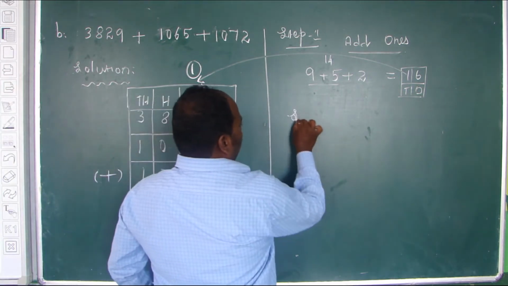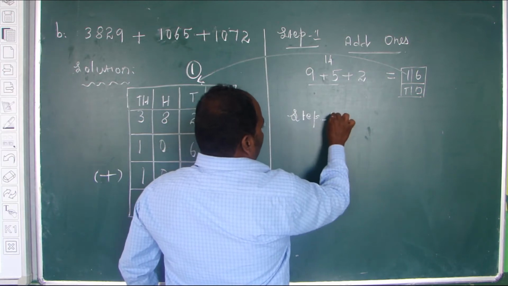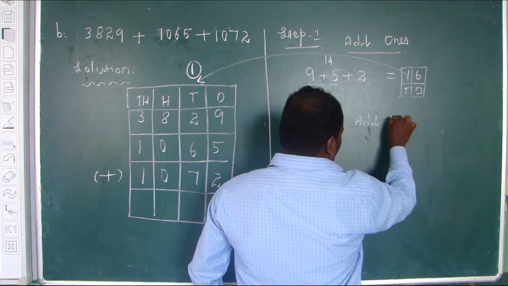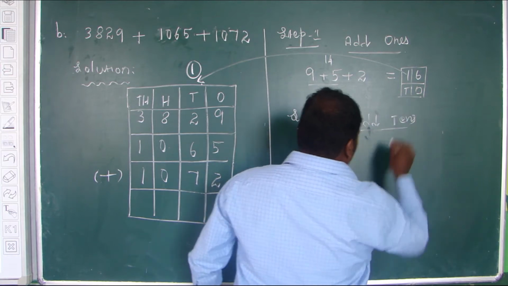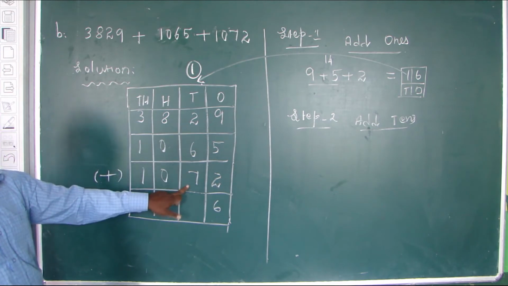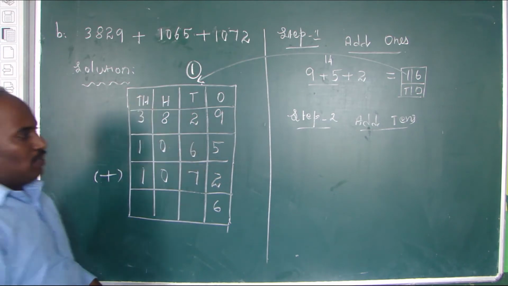Next we go to step 2, tens place. Add tens. Here 2 tens, 6 tens, 7 tens plus carry out the 1 tens.